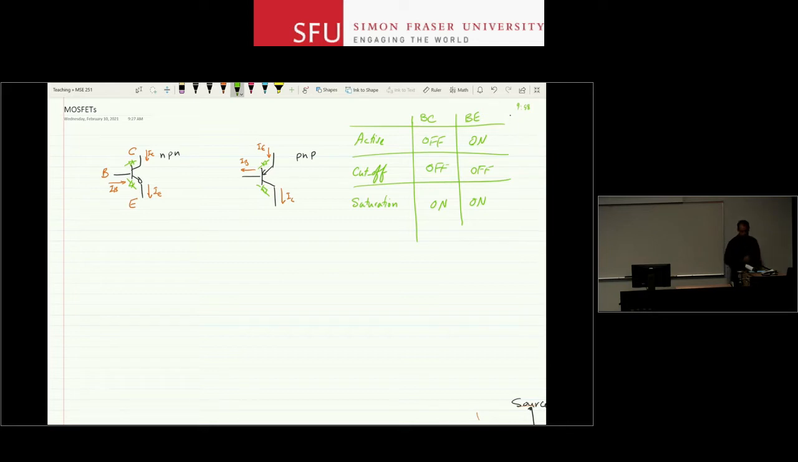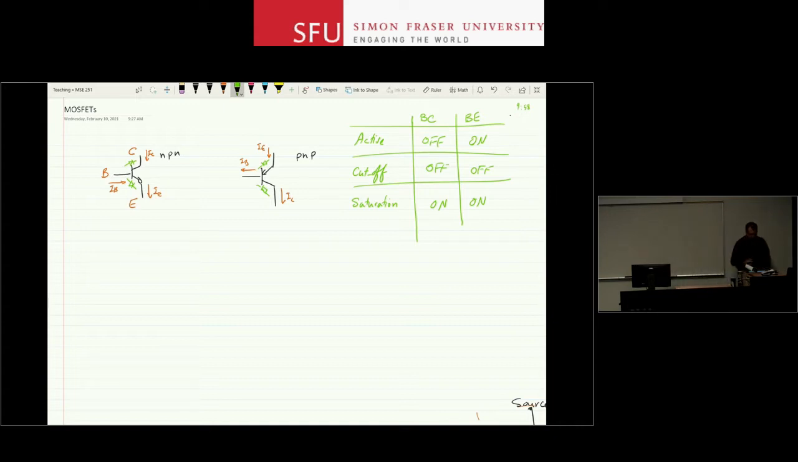The region that we usually bias the transistor in and keep it there in analog circuit design is active region. The cutoff and saturation regions are used from time to time for switching purposes in analog circuits. But in digital circuits, we almost always use cutoff and saturation regions for the transistors. So those are zeros and ones. Those are the logic levels that you see in digital circuits.